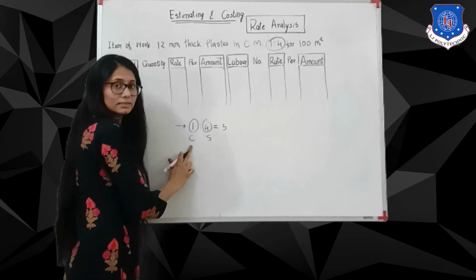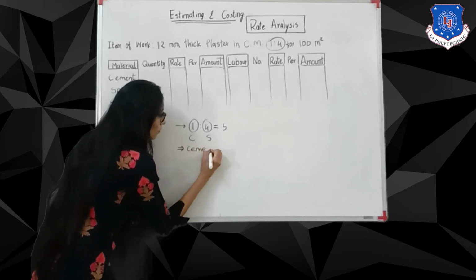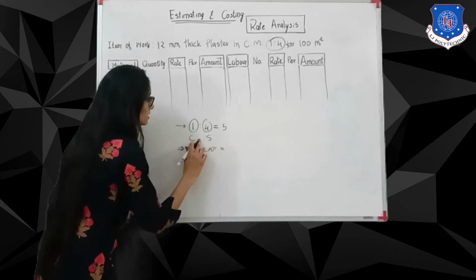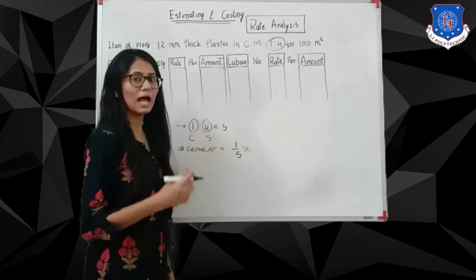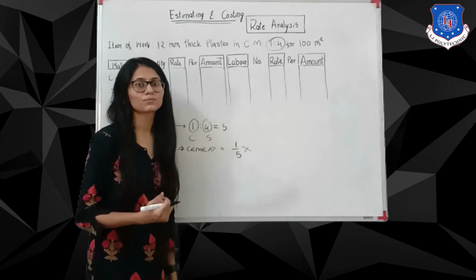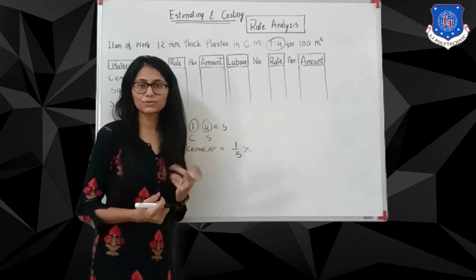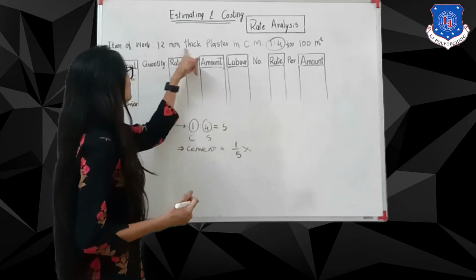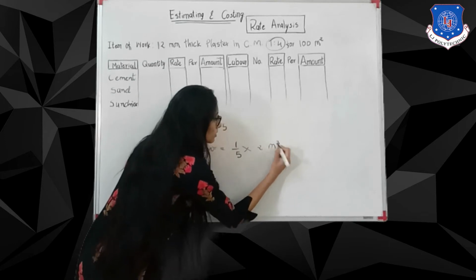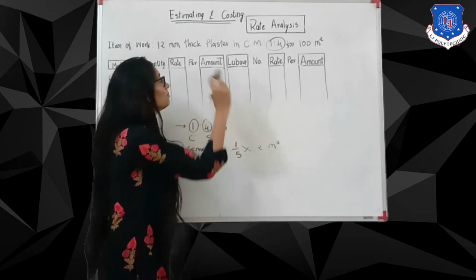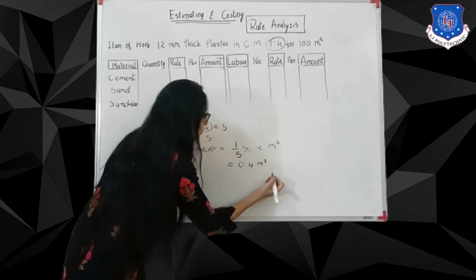So calculating cement first. Cement is used 1 out of 5 into, I am taking the standard for the plaster work. We already know that different plaster work carries different standards. So for 12 mm thickness, we are taking 2 meter cube of mortar used in plaster work. So cement is used 0.4 meter cube.